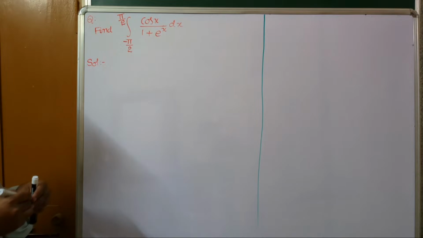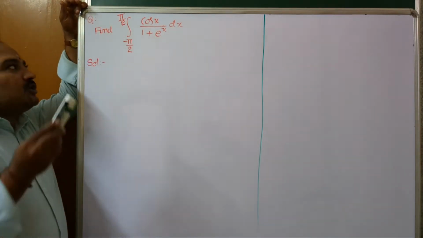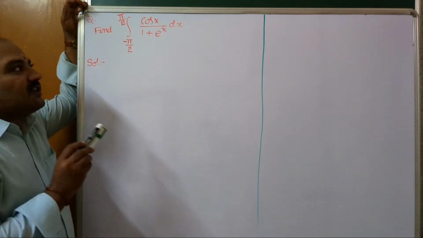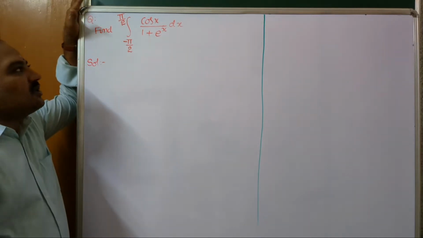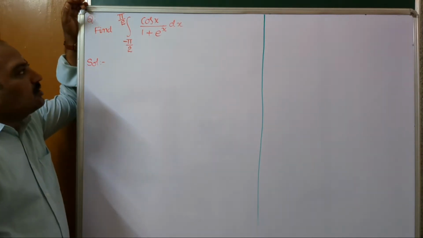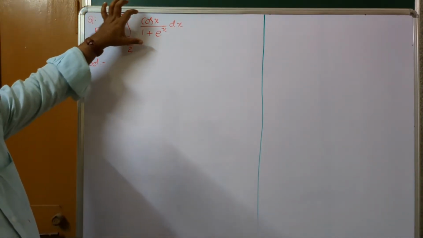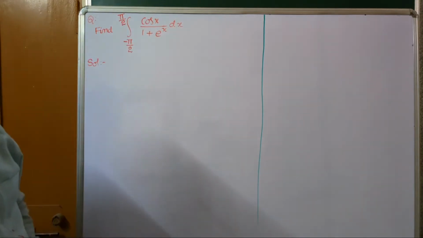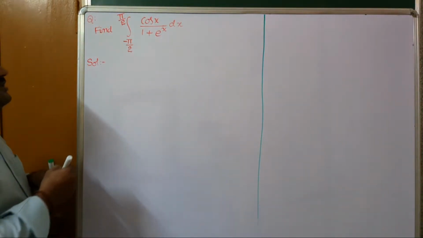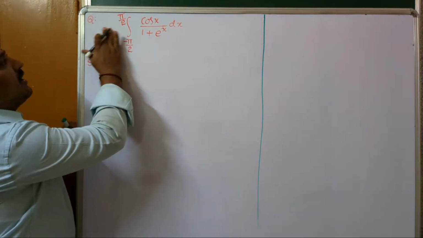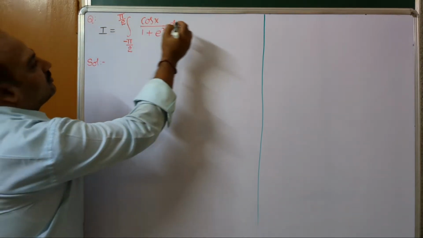The given integral: find the integral from minus pi by 2 to pi by 2 of cos x by 1 plus e power x into dx. This is the question. Whenever the limits are minus pi by 2 to pi by 2, we use properties of definite integration. First, assume the given integral as I and keep it as equation number 1.